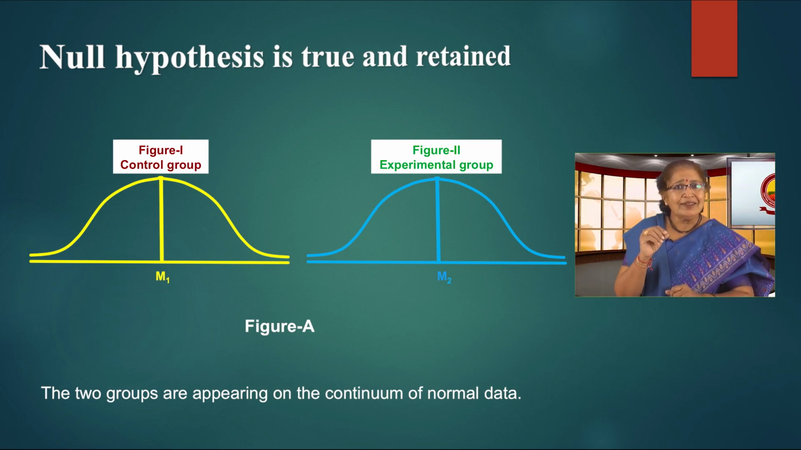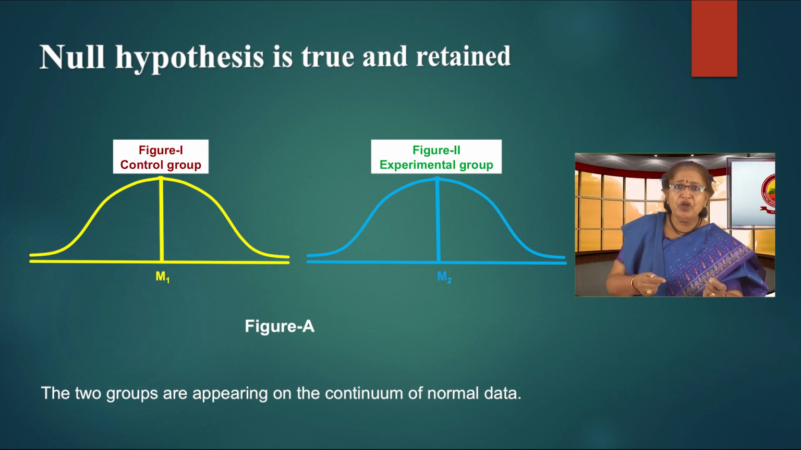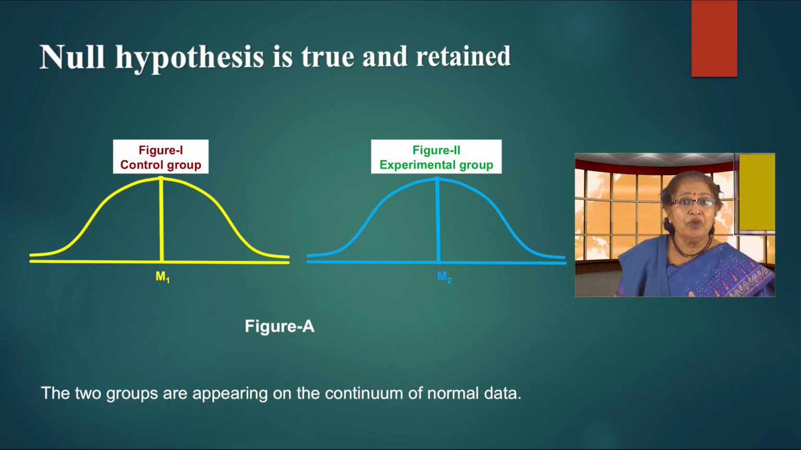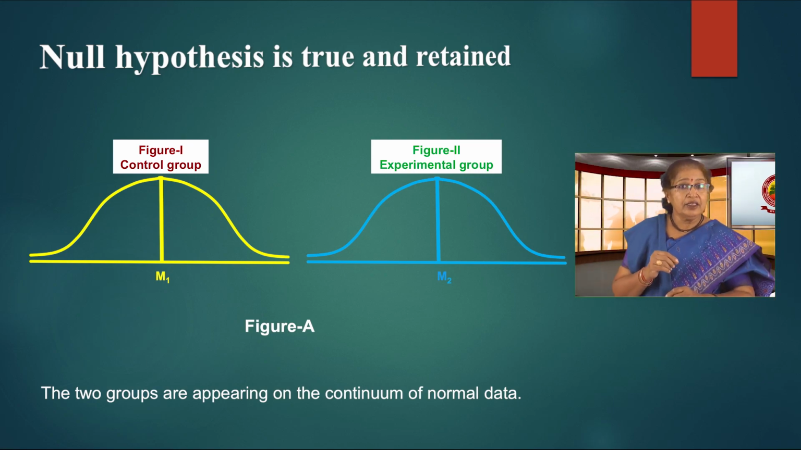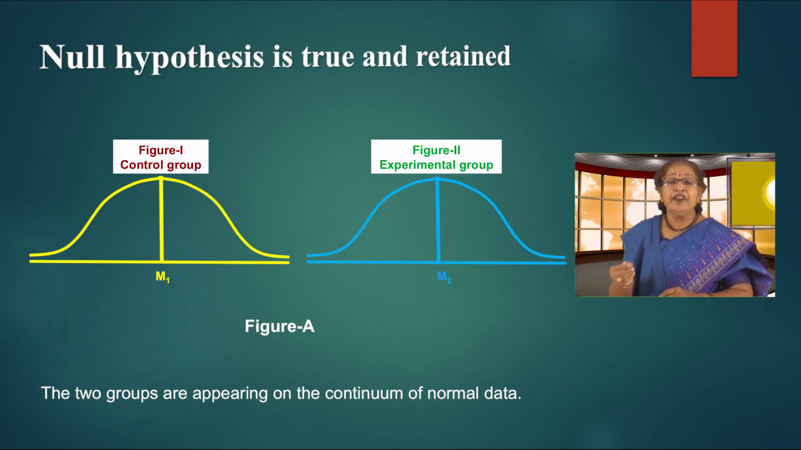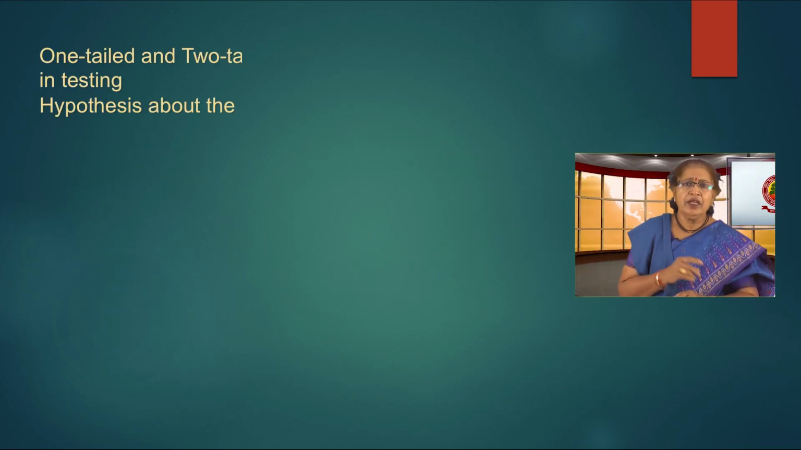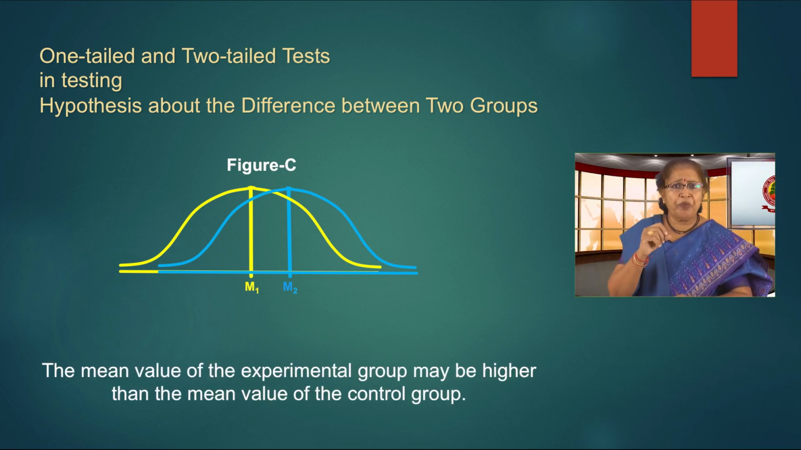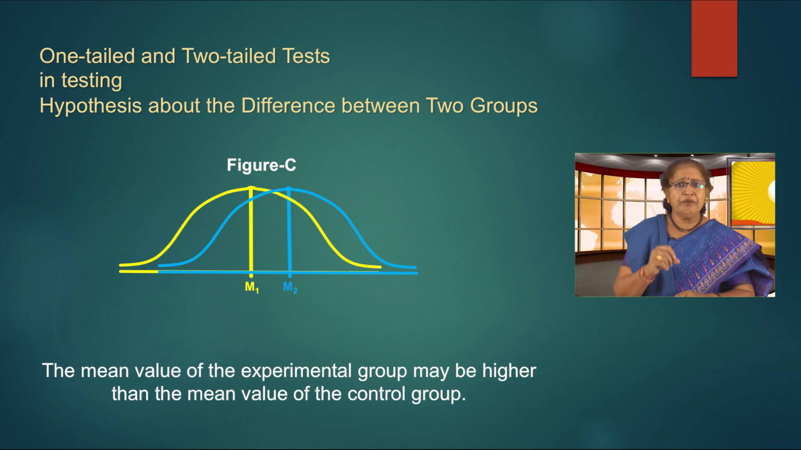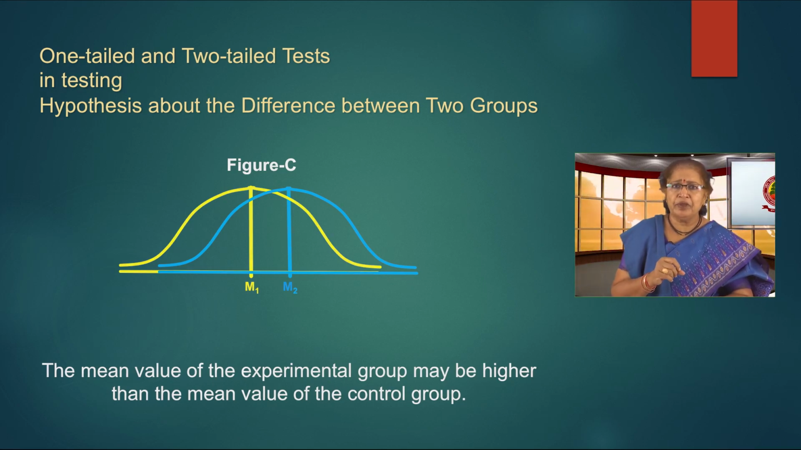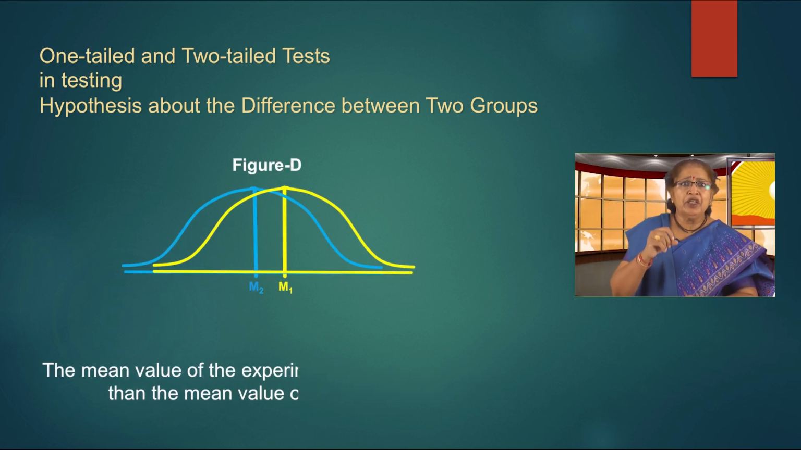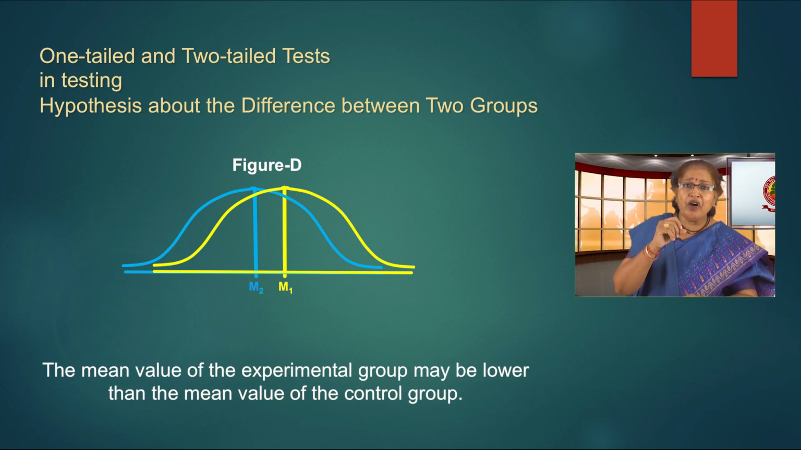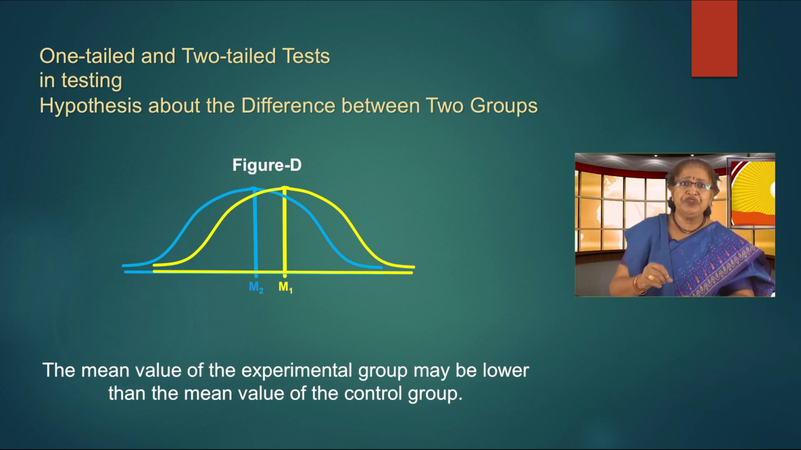If we place the curve of the experimental group on the curve of the control group, it may go both ways, as you may see in figure C and figure D. In figure C, the mean value of the experimental group is higher than the mean value of the control group. But in figure D, you may find that the curve of the experimental group is shifted towards the lower side of the control group.